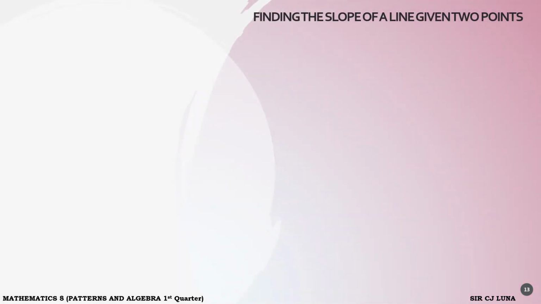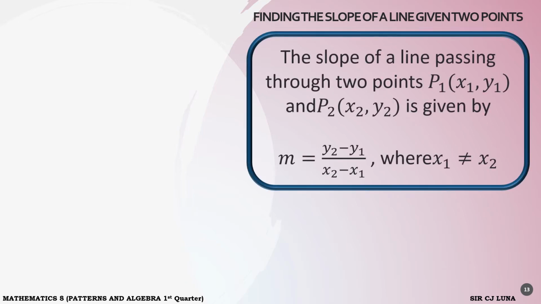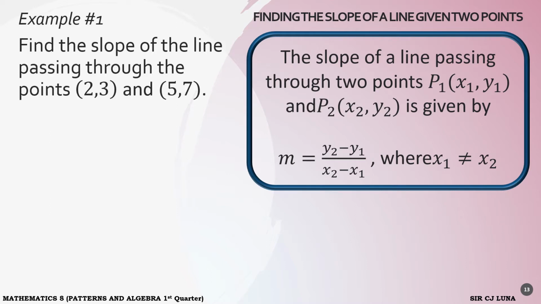Finding the slope of a line given 2 points. The slope of a line passing through 2 points is given by the formula m is equal to y sub 2 minus y sub 1 all over x sub 2 minus x sub 1, where x sub 1 is not equal to x sub 2. For example, find the slope of a line passing through the points (2, 3) and (5, 7). So our first point is (2, 3). And the second point is (5, 7). So with these 2 points, let's find the slope of a line.